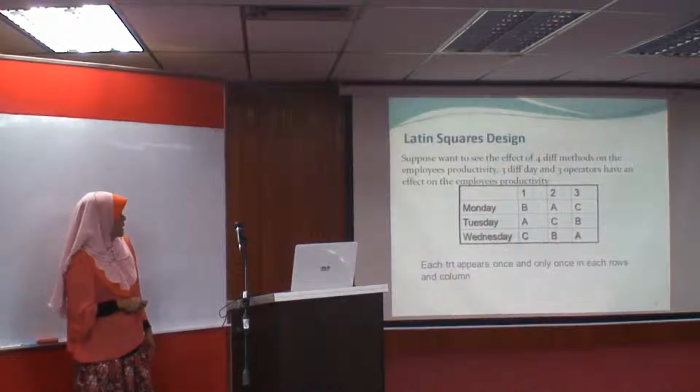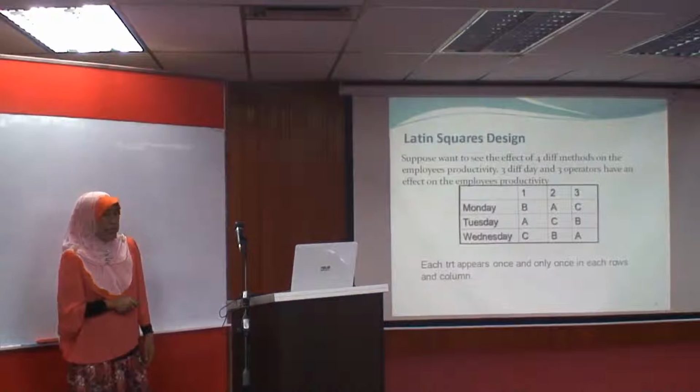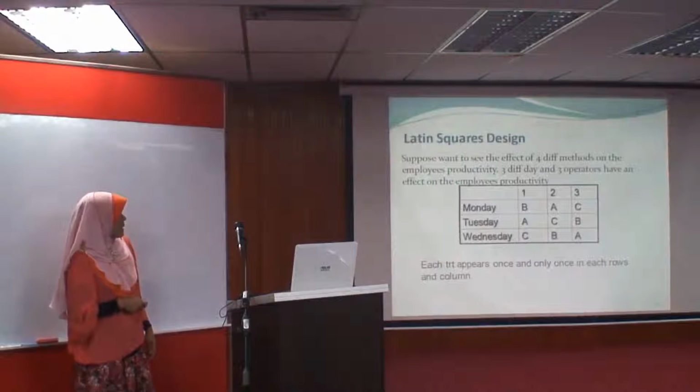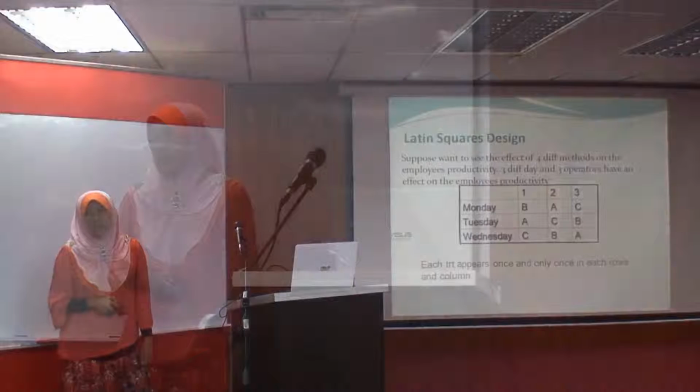And if you look at this arrangement, for the Latin square design, if you have 3 treatments, then you will have 3 rows and 3 columns. And each treatment, let's say I look at treatment A, appears once in each row and each column. So this is suitable for the Latin square design.